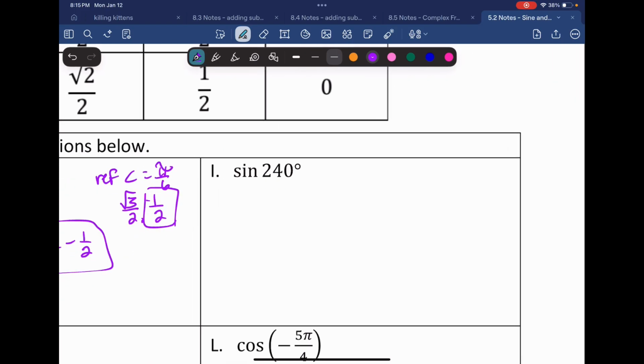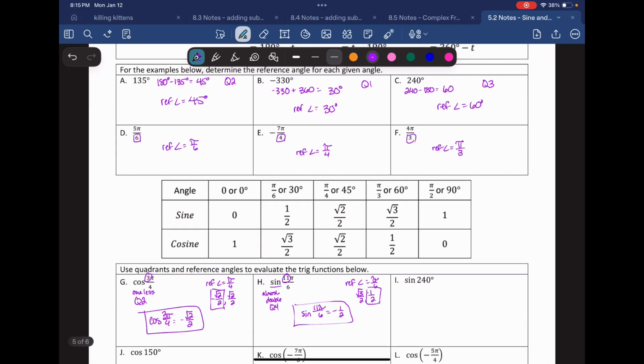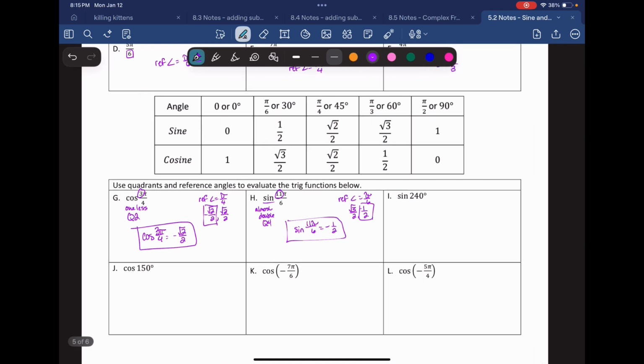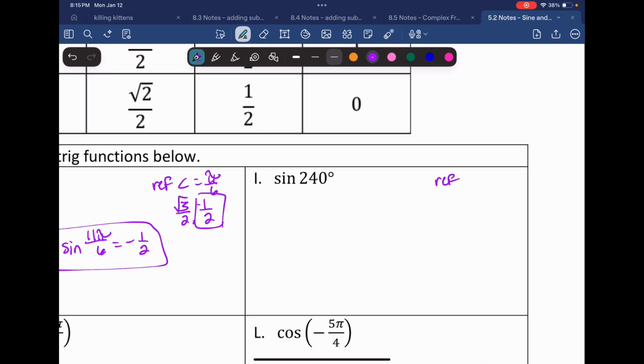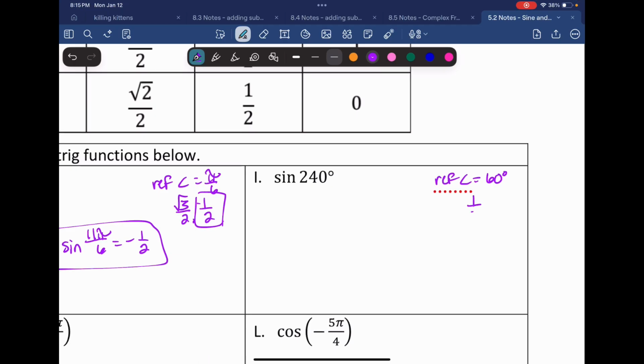Okay, sine 240. I think I already did that one. 240 has a reference angle of 60 degrees. So if it's 60 degrees, my ordered pair is 1/2, root 3 over 2. I have sine, so I want the y. 240 is in quadrant 3, so the y is negative. So sine 240 degrees equals negative root 3 over 2.